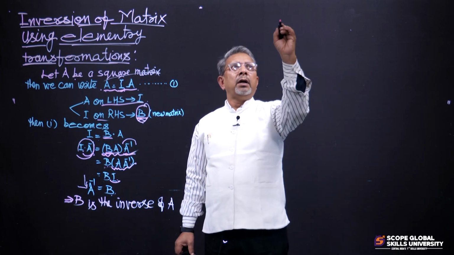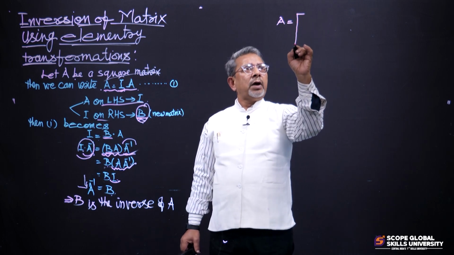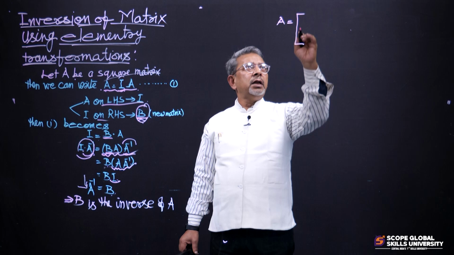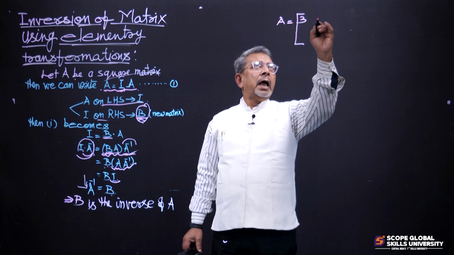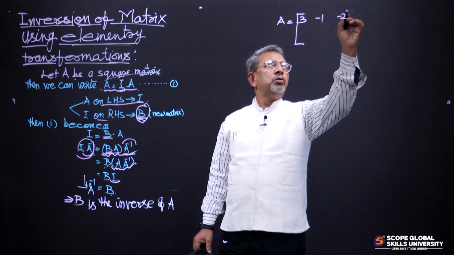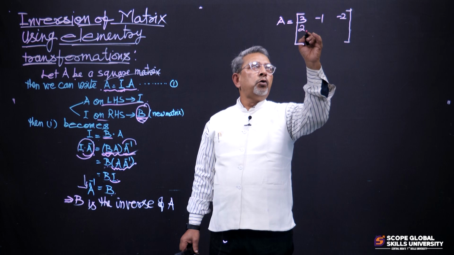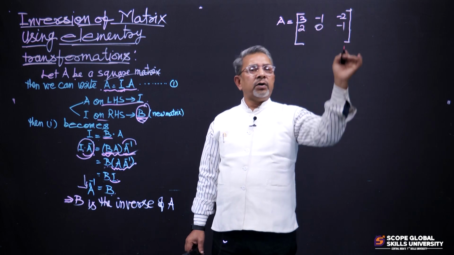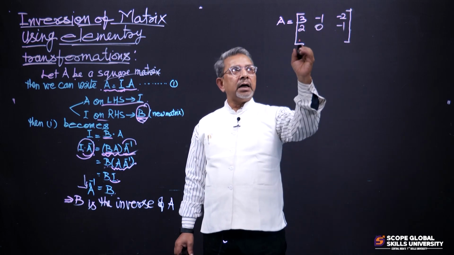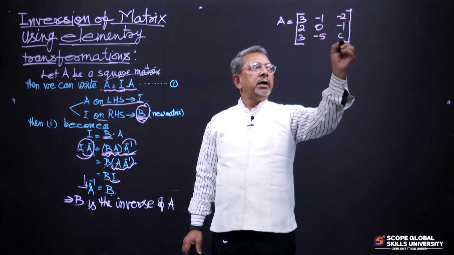For example, A is a square matrix of order 3 by 3 in which the elements in the first row are 3, minus 1, minus 2, the elements of the second row are 2, 0, minus 1, and the elements of the third row are 3, minus 5 and 0.